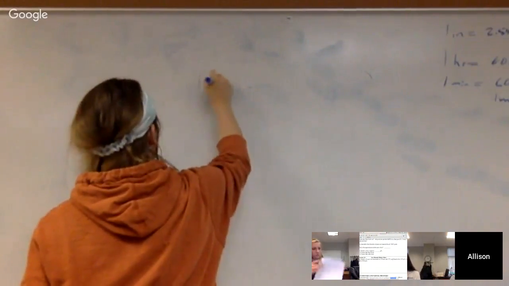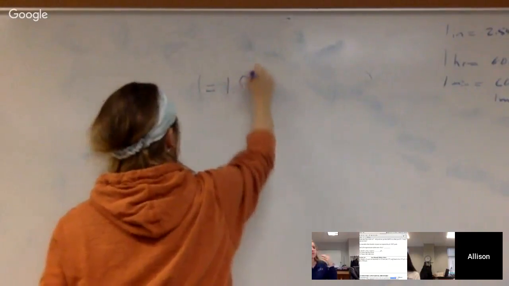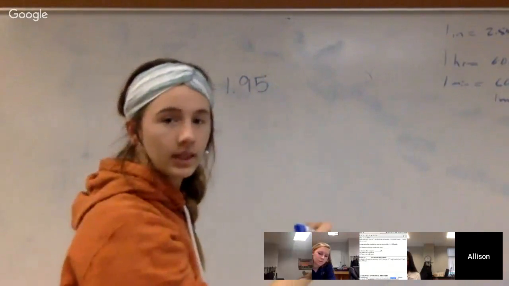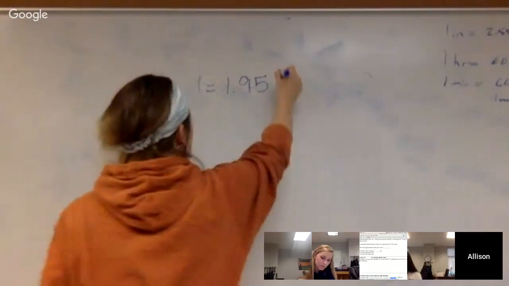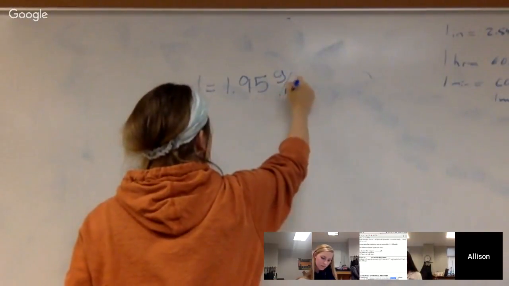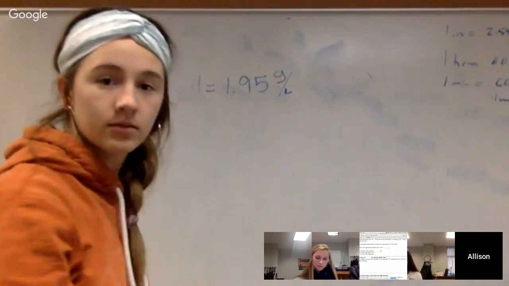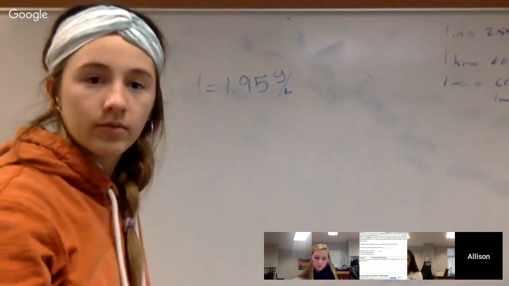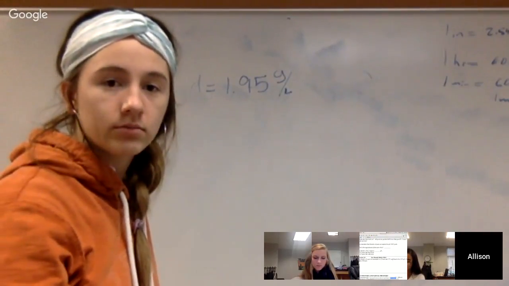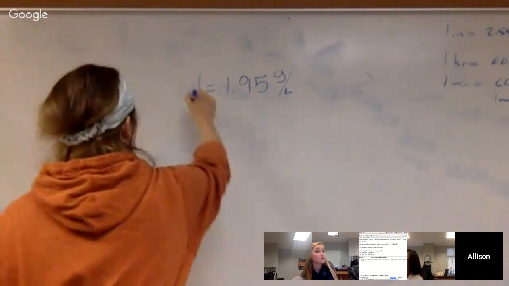Would you agree with me that density units matter? Isn't density mass per volume? Isn't our mass usually in grams? But can our volume be milliliters or liters or centimeters cubed? Here's the problem.